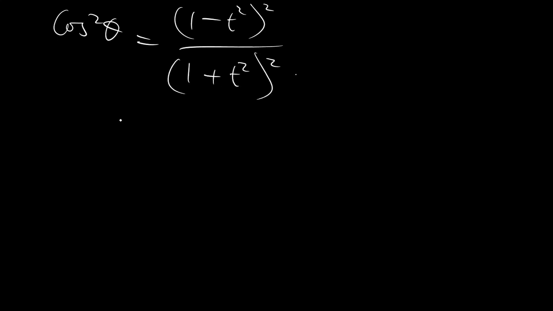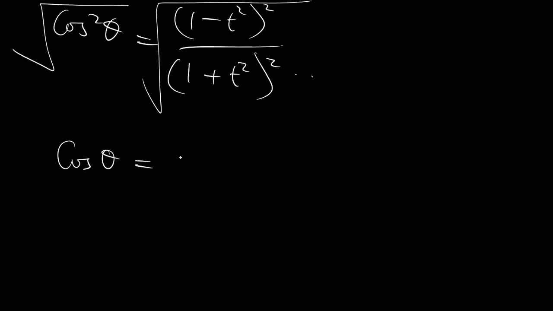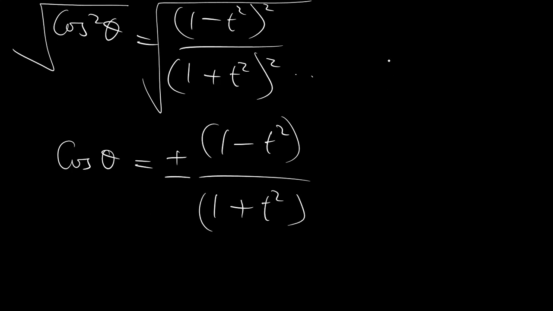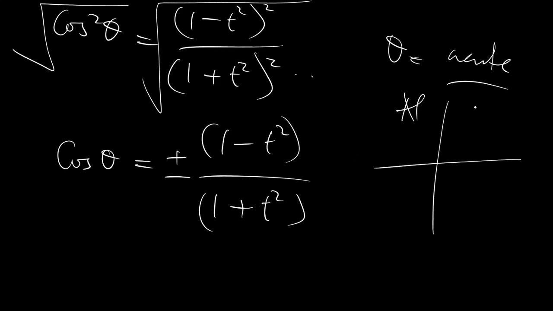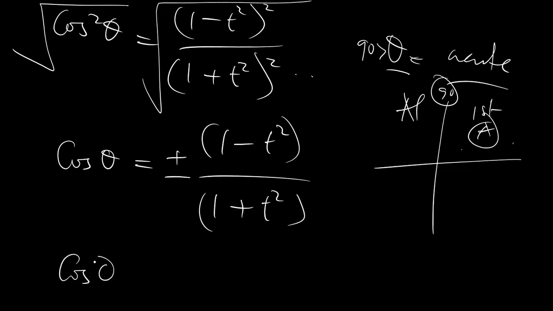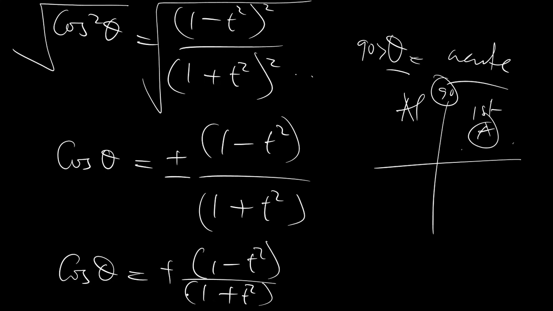So that means cos square theta is equal to 1 minus t squared all squared divided by 1 plus t squared all squared. Now taking the square root of both sides, you have cos theta equal to plus or minus 1 minus t squared all over 1 plus t squared. Now, since theta is an acute angle, it is in the first quadrant because it's less than 90. So all the trigonometric functions are positive, and the negative value is not the right answer. So cos theta will be 1 minus t square divided by 1 plus t square. It's just a positive answer.